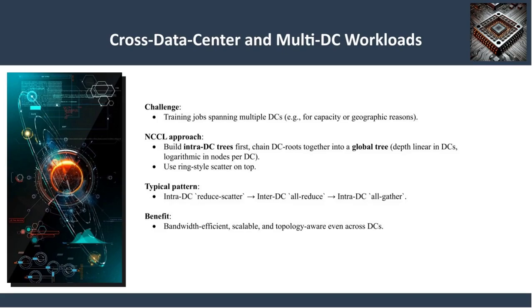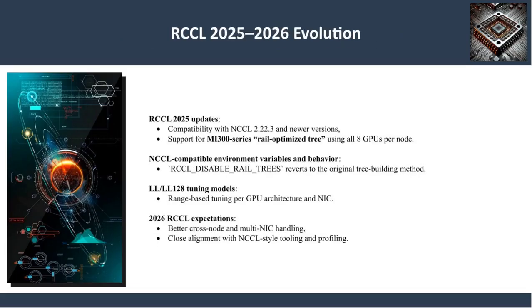Training jobs across multiple data centers face challenges in capacity and geography. NCCL addresses this by constructing intra-data center trees and chaining data center routes into a global tree, optimizing bandwidth and scalability. The typical pattern involves intra-data center reduce scatter, inter-data center all reduce, and intra-data center all gather, ensuring efficient topology-aware communication.